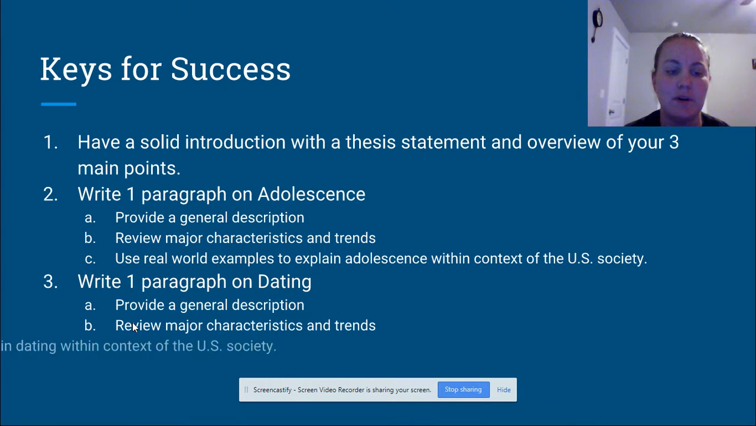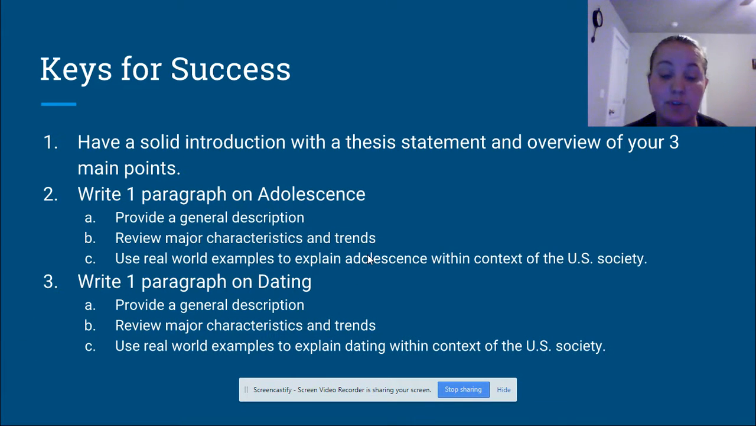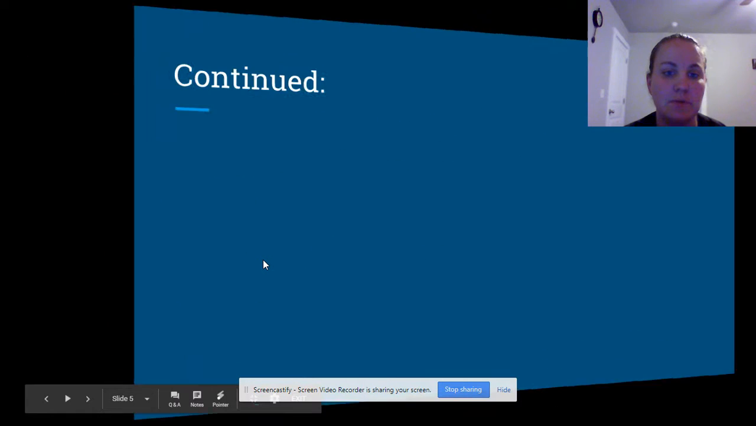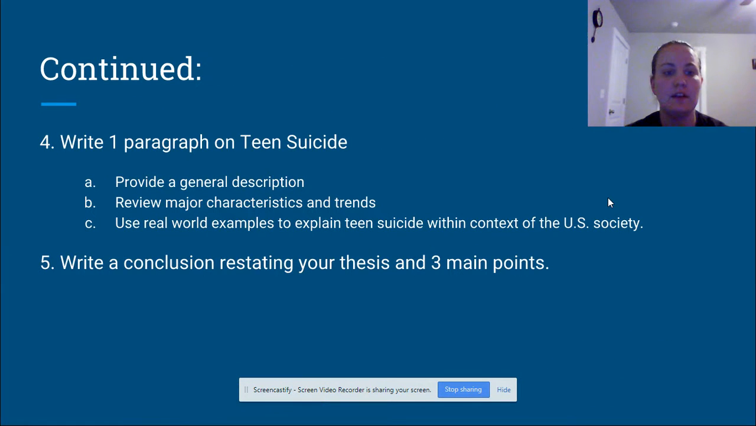And then finally, just like the other one, use real-world examples to explain dating within context of the U.S. society. So what does dating look like today in the United States? How is dating in the United States different from dating in other places in the world? Make sure to provide examples so that I can understand that you know what dating is like in the United States.